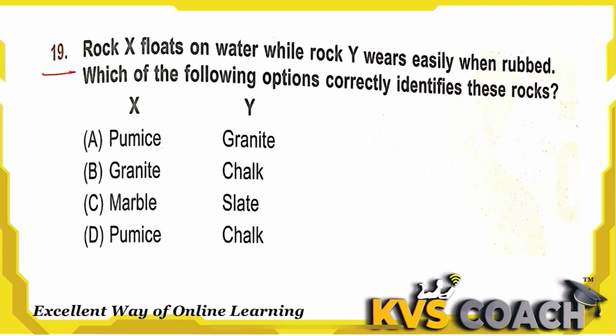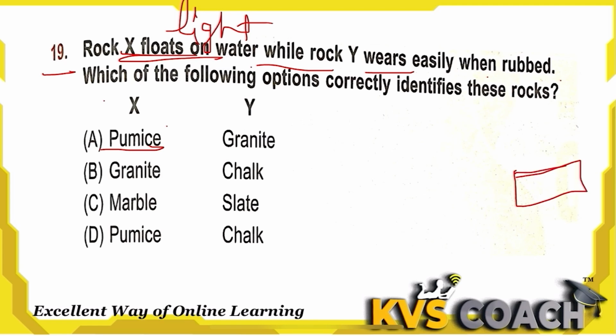Question 19: rock X floats on water. If it is floating, it means it is very light in weight. While rock Y wears easily when rubbed. Which of the following options correctly identifies these rocks? Let's check. First one, pumice. Pumice stone is a very light stone. It has air spaces. You can see there will be some holes. These holes are filled up with air. So that's why it is very light in weight.